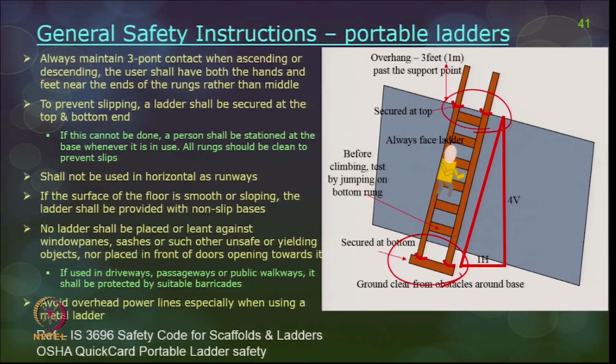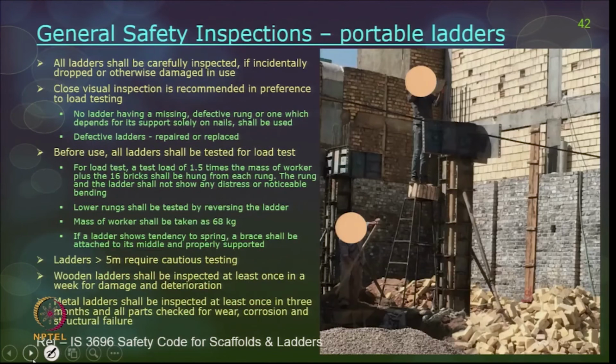If the ladder is used in the midst of driveways, passageways or public walkways, the area should be barricaded so that the ladder is not displaced or disturbed. Avoid overhead power lines, which is a general precaution for all work at heights, especially when you are using a metal ladder. So, these are general safety precautions on portable ladders.